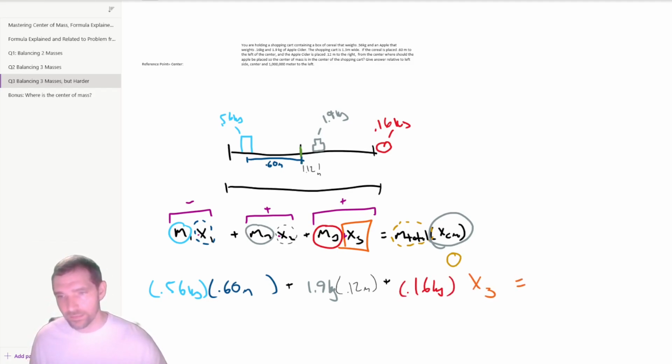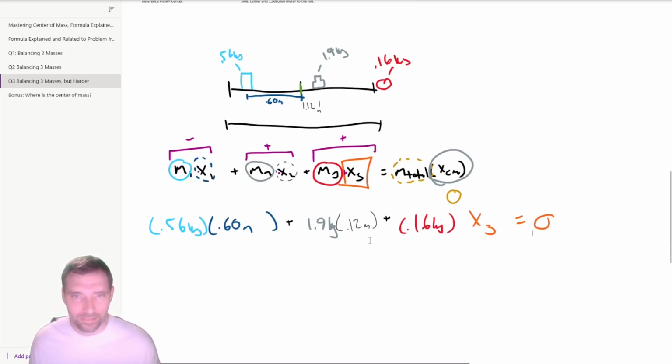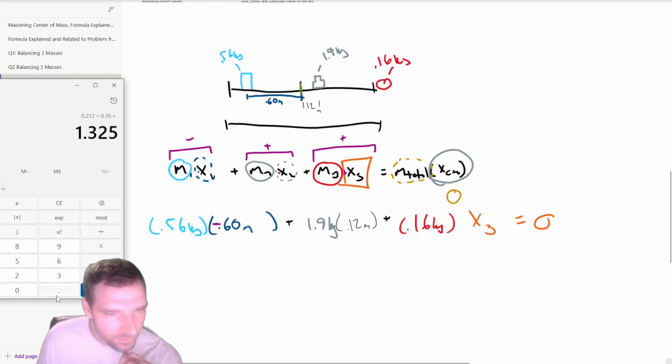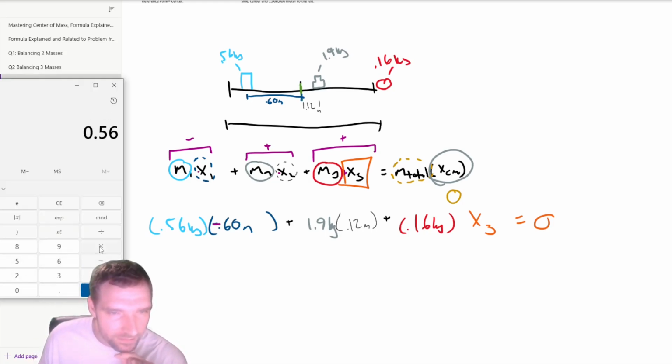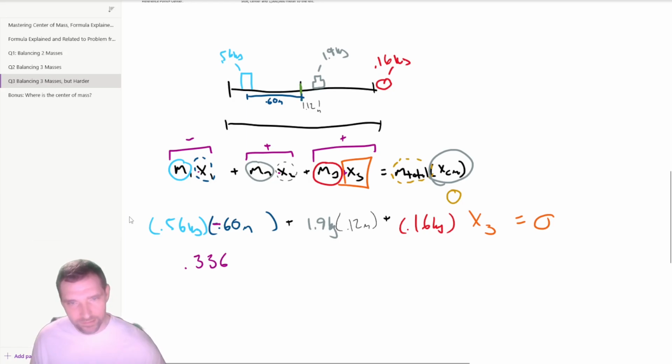x3. Now all of this adds up to 0 right here, meaning that things need to cancel out to some degree. So this, remember, we said was going to be a negative number because we have a negative displacement here. And so you can get this as a negative number and see how it compares to this positive number. 6 times 0.60. We got a negative 0.336 kilogram meters from those two being combined.